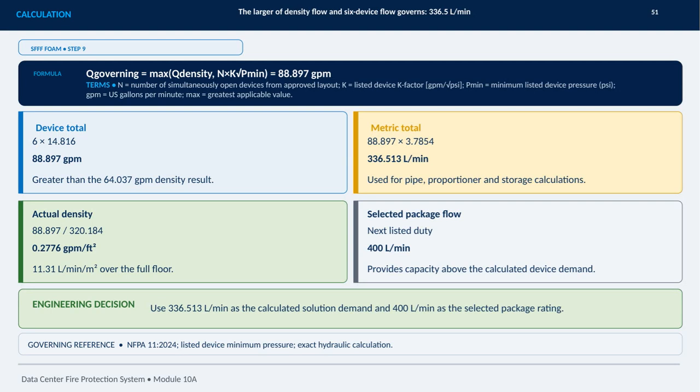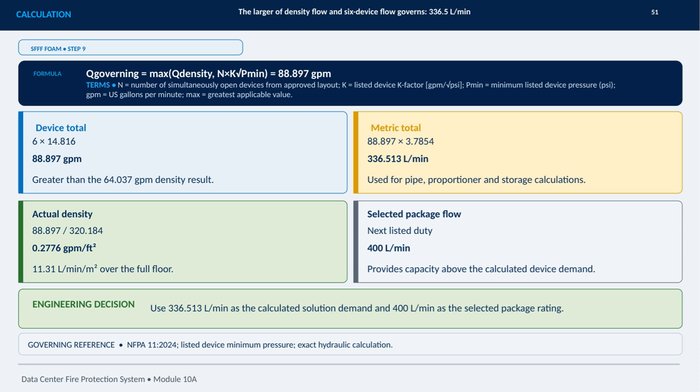Two checks are compared: the density-based demand and the demand from 6 simultaneously open devices. The device calculation is 6 times 14.816, which produces 88.897 gallons per minute. That is higher than the 64.037 gallons per minute density result, so the device flow governs. The calculated solution demand is 336.513 liters per minute. The conversion from gallons per minute uses a factor of 3.7854, giving that metric total.